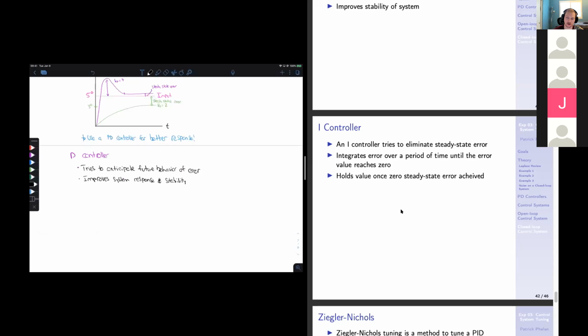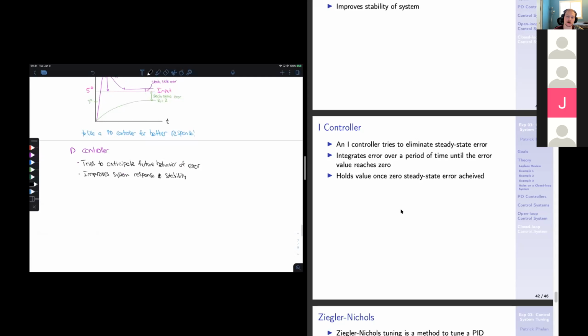Right, so this is going to integrate the error over a period of time until the error value reaches 0. And once we get there, it's going to hold that value. Because it's holding that value, it's going to make sure that as we are in steady state, it keeps that steady state error at 0.